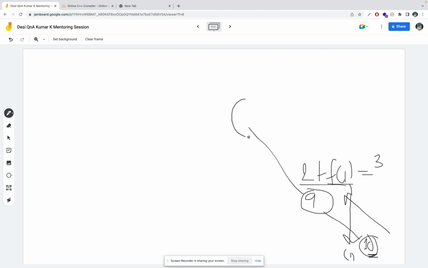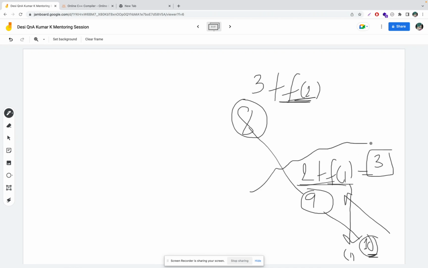For the eighth node, I still remember what we had written. If you don't remember, you can go back and check. We had written 3 plus f of 2. So what is the value of f of 2? We already calculated it here: 2 plus f of 1 was f of 2, and f of 2 is 3. Now we'll propagate this answer up. So 3 plus 3 is 6. Got it guys?